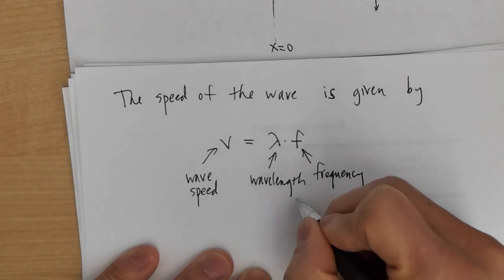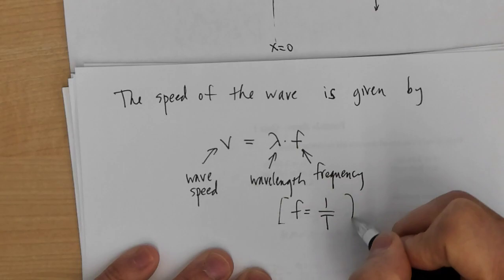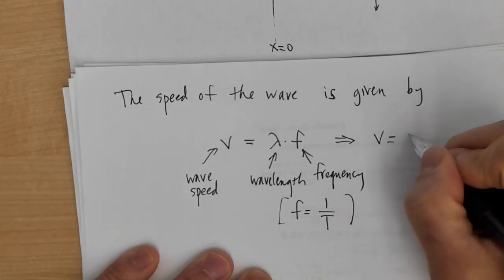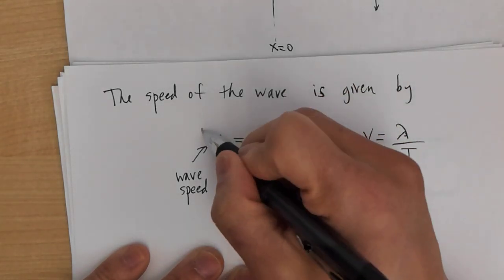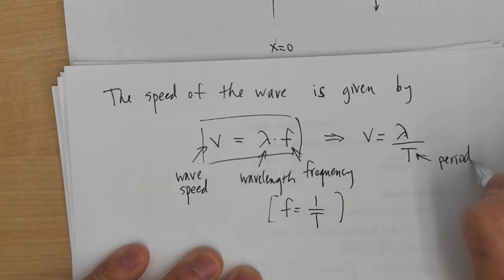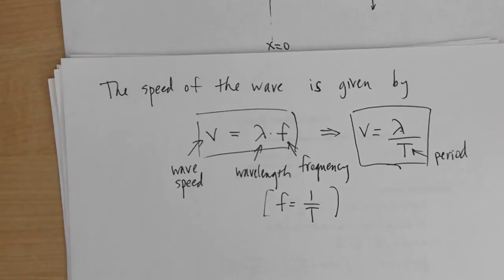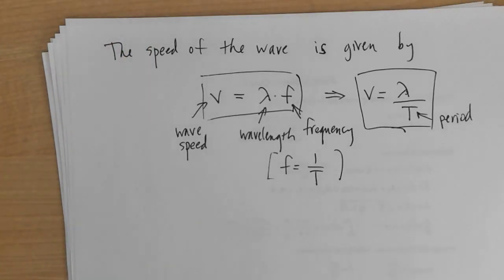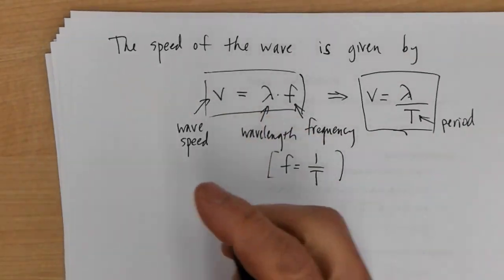Now, since the frequency is equal to 1 over T, the period, that means we also have v is equal to lambda divided by the period. Okay? So T is the period. So that's another equation. The speed of the wave is v, and it's equal to lambda times f, or lambda divided by T. And let me try to convince you that this makes sense.